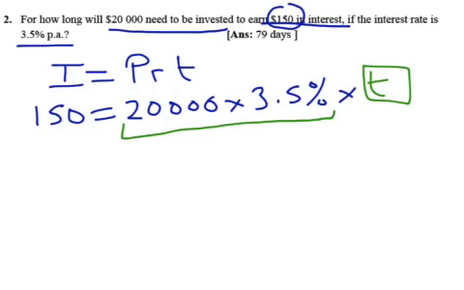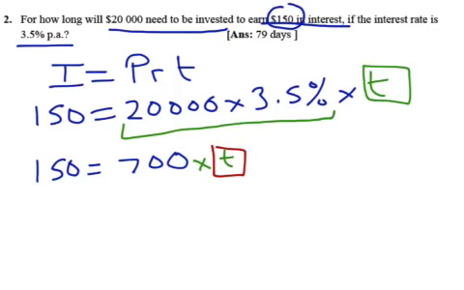Work out what 20,000 times 3.5% is. So 20,000 times 3.5%, you're going to get 700. So you get 150 equals 700, and don't forget you've still got the times T on there. Okay, now to get the T by itself, you're going to do the opposite to times 700. You're going to divide both sides by 700.